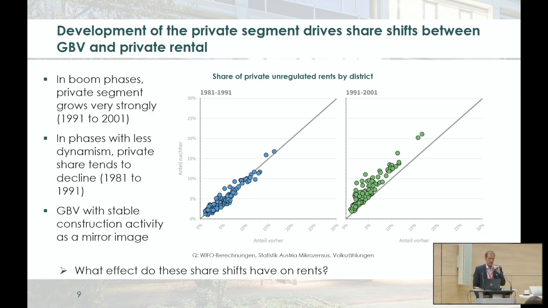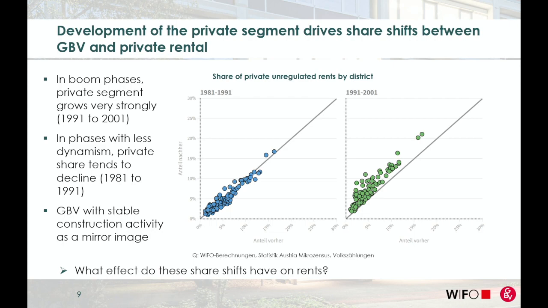And here you see how the market shares change. Actually, this is also dependent on boom-bust phases. What we have experienced in Vienna over the last 10 years was a boom phase, and the private segment was doing a lot of construction, much more than the non-profit housing associations. In those phases, the share of for-profit rents increases, but typically in phases when there is a bust, the share of the for-profit segment goes down.